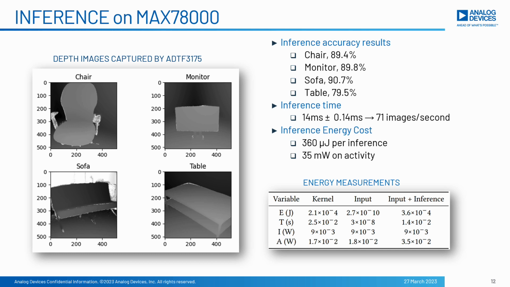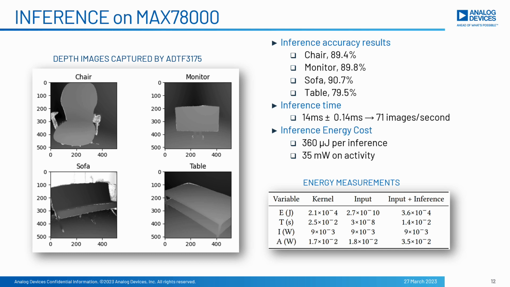Okay, so going on to the inference, there are three major things that we looked at: accuracy, time, and energy. The classes that we tested inference on were four: chair, monitor, sofa, and table. Those were the classes that are present in our office. The inference accuracy for the classes was relatively 80% and above. For the time, 14 milliseconds was the average inference time with a deviation of 0.14 milliseconds. That translates to 71 images per second of inference.